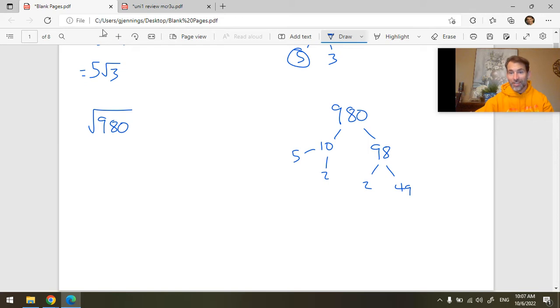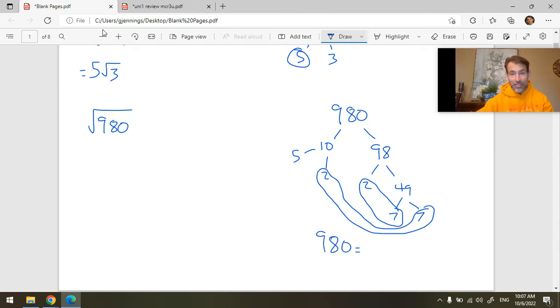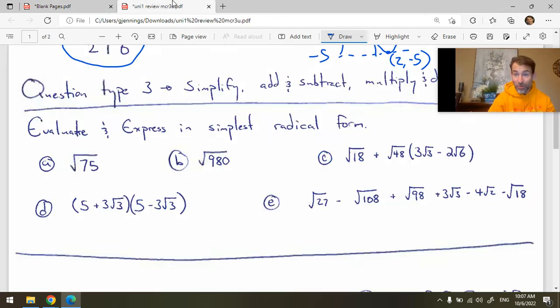Oh, I see the squares. That's 7 times 7. Okay, so 7 times 2 times 7 times 2 times 5. 980 is equal to 14 squared times 5. Okay, so the square root of 980 could be written as the square root of 14 squared times 5. The 14 jumps out. 14 root 5. Okay, cool. All right, keep going.